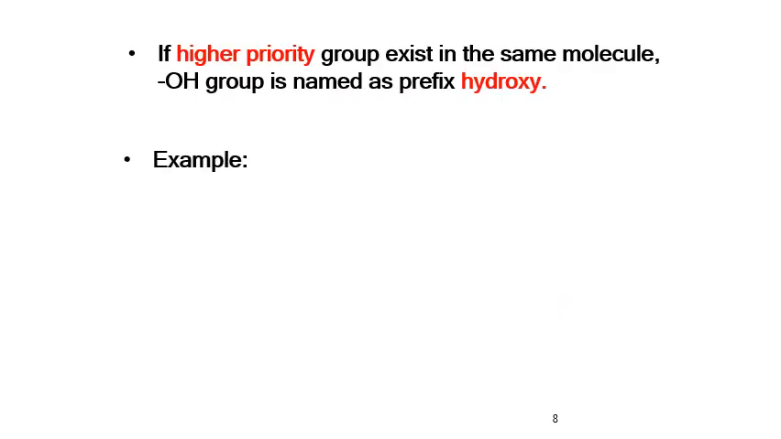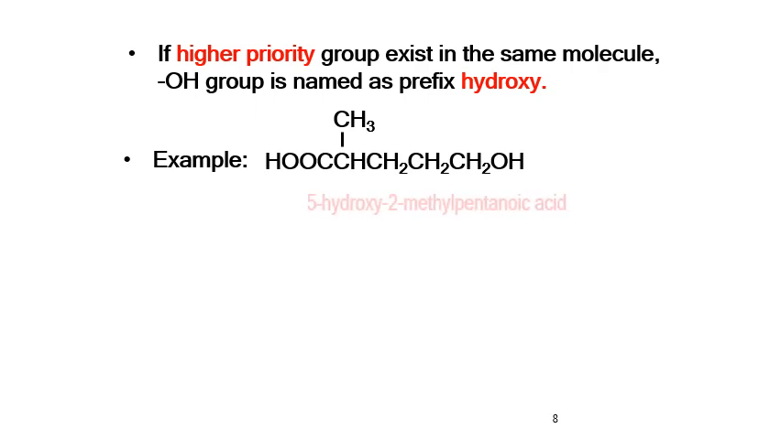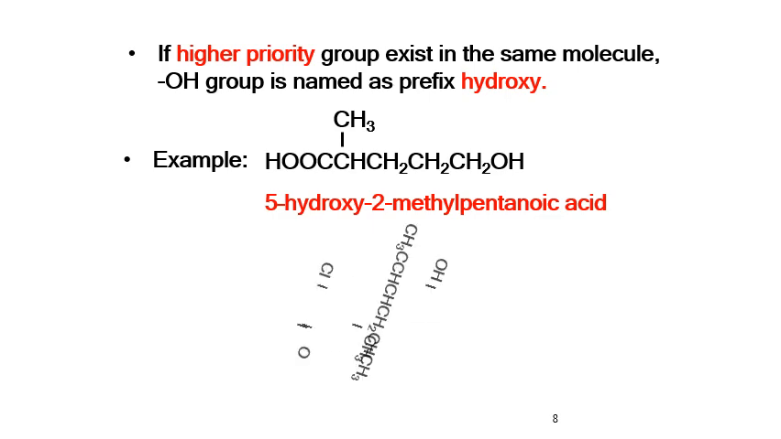If a higher priority group exists in the same molecule, the OH is named with the prefix hydroxy, which means the OH group acts as a substituent. For example, the compound contains 3 functional groups: carboxyl, alkyl, which is methyl, and hydroxy. Priority is given to the carboxyl group, which becomes the parent name. So the compound name is 5-hydroxy-2-methylpentanoic acid.